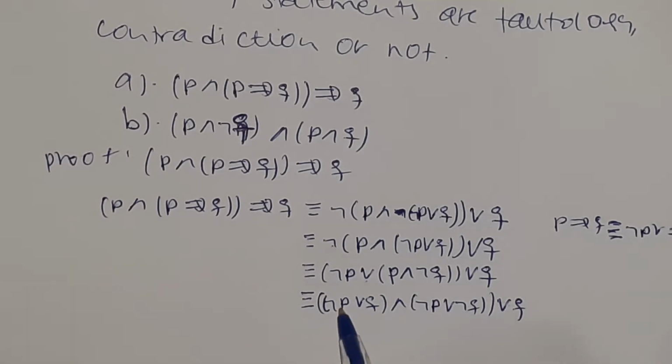But we know that negation of P, sorry, this is P, negation of P or P is true because at least one of these two compound statements is true. And this is connected by conjunction with this one, so that the truth value of this compound statement will depend on the truth values of this one.